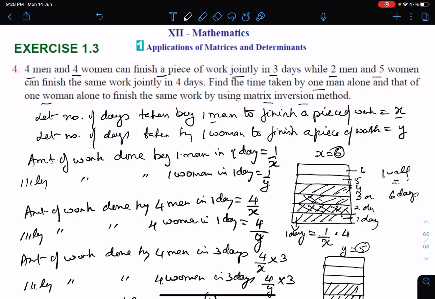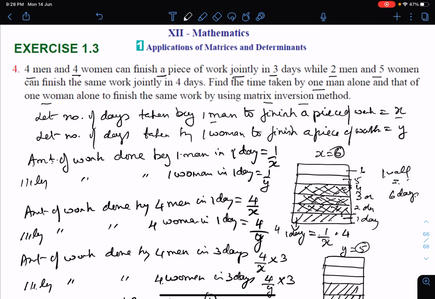Suppose for the same one day, 4 men are joining. That means 4 into 1 by x. That means they can finish 4 parts of the wall in one day itself. So the amount of work done by one man in one day I am going to take as 1 by x. If 4 men combine for the same day, it will be 4 by x, or if 10 men, 10 by x, or 2 men, 2 by x.